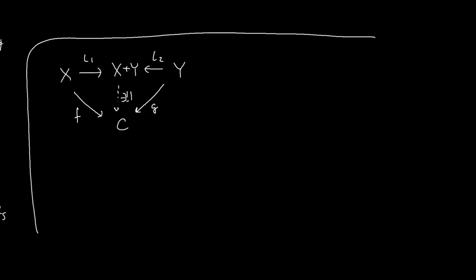So let's try that out. Let's recall the diagram for sum. We had a diagram like this. Iota 1, iota 2. Then there was this arbitrary C, arbitrary F, and arbitrary G. And then we were saying that there exists a unique H. And the requirement was that H composed with iota 1 is F, and H composed with iota 2 is G.